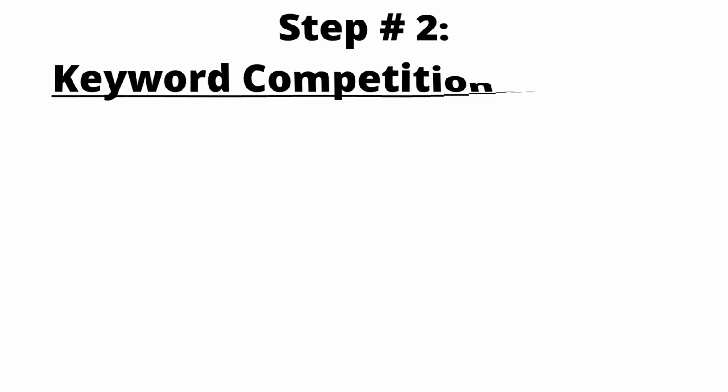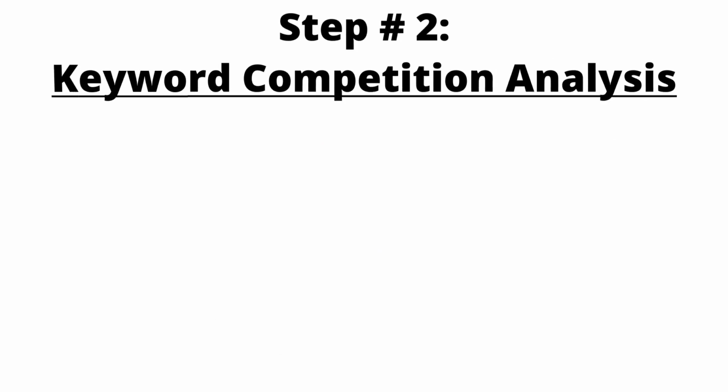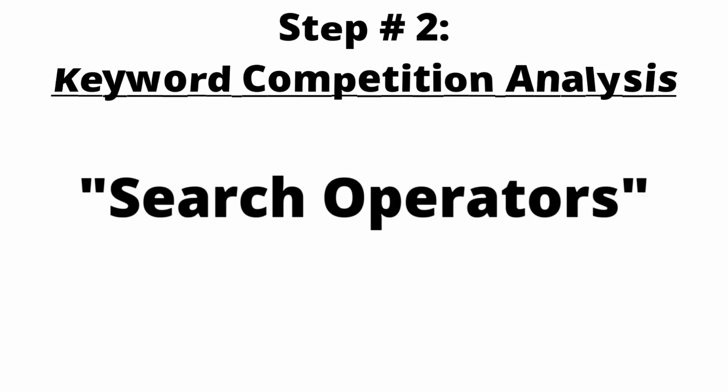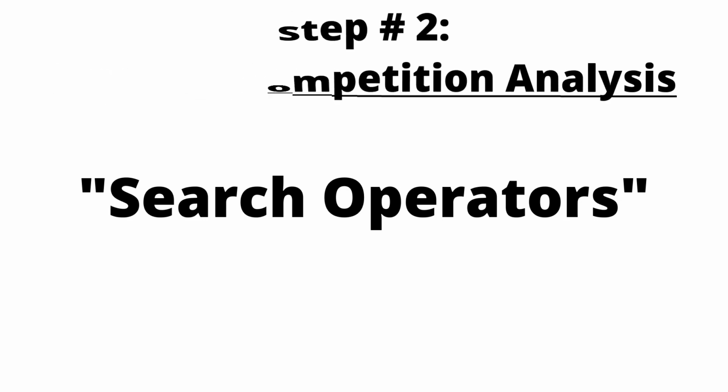All right, so next it's time to move on to the competition analysis. We're going to analyze the competition for each keyword. The way that we can analyze our competition for each of these keywords that we've gathered is by using what search engine developers call search operators. Google has search operators available, and so do many other search engines. We're going to use the search operators that eBay has created for us to find the amount of competitors who are targeting specific keyword phrases.